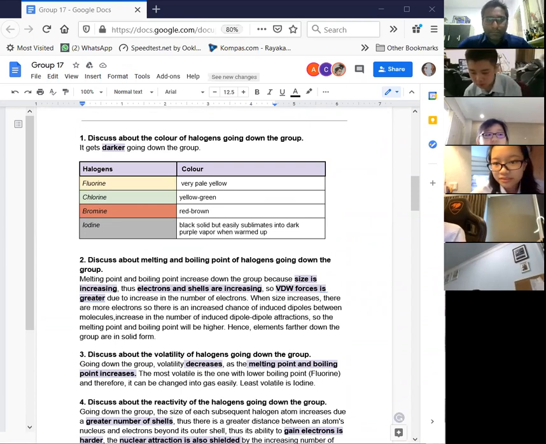Fluorine is a very pale yellow gas, chlorine is a yellow-green gas, bromine is a red-brown liquid, and iodine is a black solid, but it can easily sublimate into dark purple vapor when we heat it up.